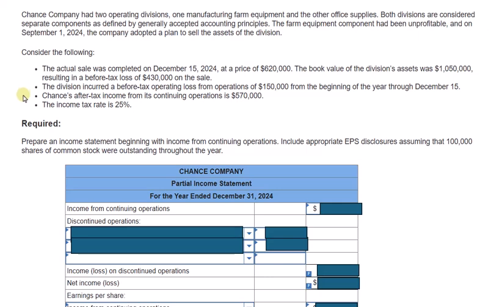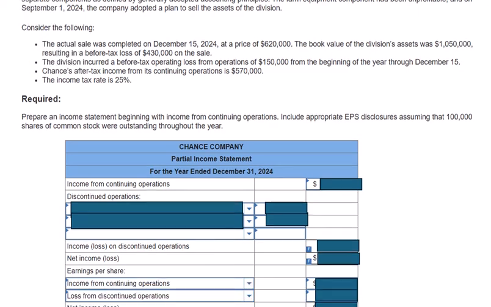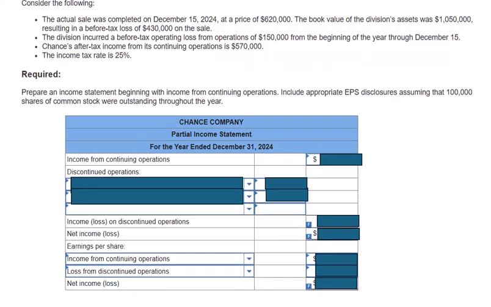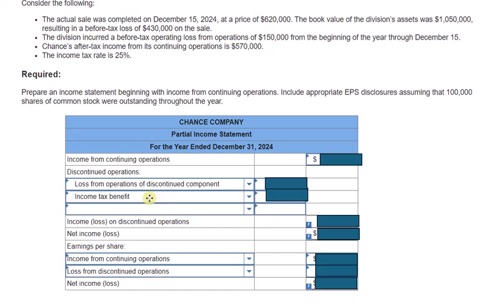Okay, their after-tax income from continuing operations is $570,000. The income tax rate is 25%. Now, what I have below here is what the partial income statement would look like, and I have a couple items hidden for now. All right, first thing I want to point out, when we have discontinued operations, we usually have 2 lines. We have a section that talks about the loss or gain from operations of discontinued components, and then we have a line for the income tax benefit. We have to show the proper tax treatment of the discontinued operations.